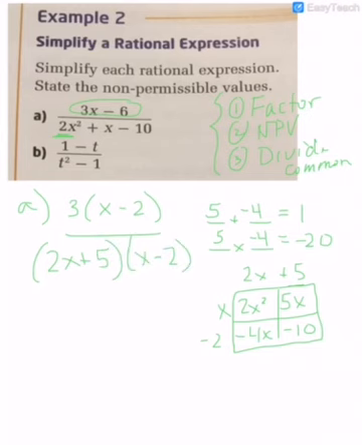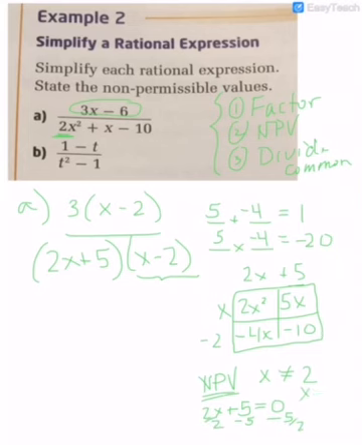Now next, I have to state the non-permissible values. So the non-permissible values, just from the denominator, are that x cannot equal positive 2, or this factor would be 0. And the other factor I have to set equal to 0, so 2x plus 5 equals 0. I'm going to subtract the 5, and then divide out the 2. So that means that x cannot equal negative 5 over 2. So those are my two non-permissible values for the question.